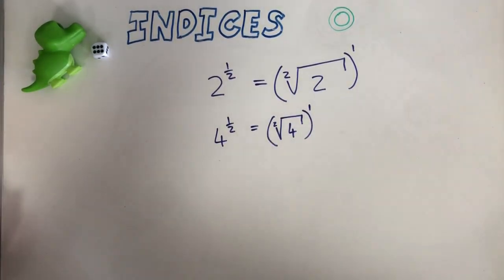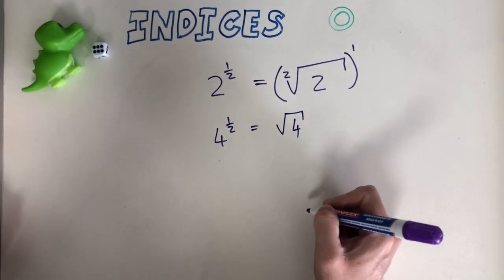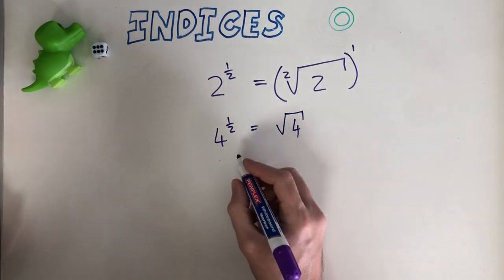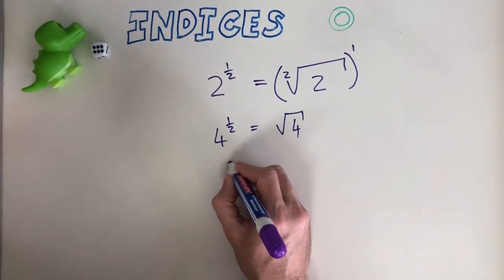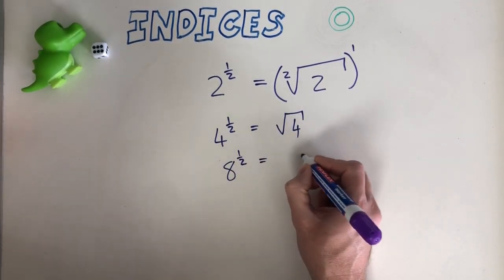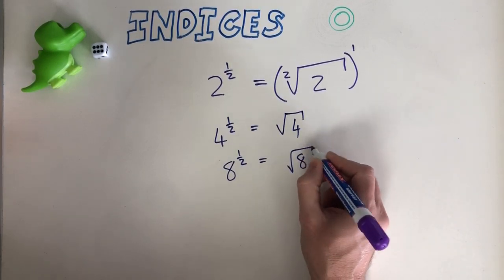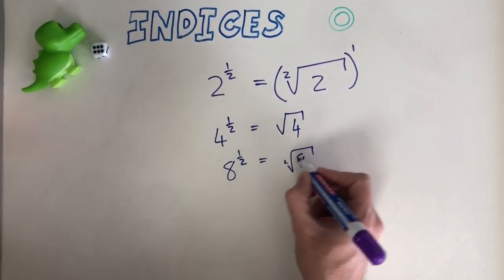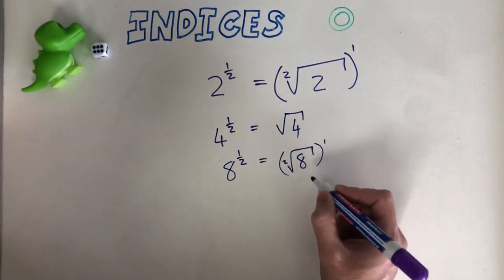So if I want to just write what I have to write, 4 to the power of half is just the square root of 4. Pretty simple. Let's do another number. Let's say 8 to the power of a half. In this case, it's going to be the square root of 8, this 2 goes there, and everything is raised to the power of 1. So again, I don't really have to write that.